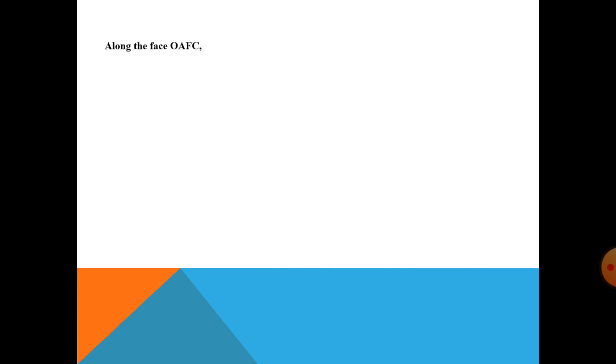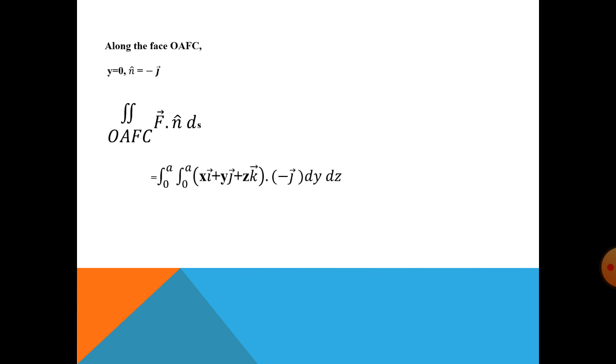Along the face OAFC, y is equal to 0, n cap is equal to minus j vector. In the surface integral along OAFC, substitute f vector and n cap values, and ds is dy dz. Solve the dot product and then substitute y value as 0, we get 0. So the surface integral along OAFC is 0.